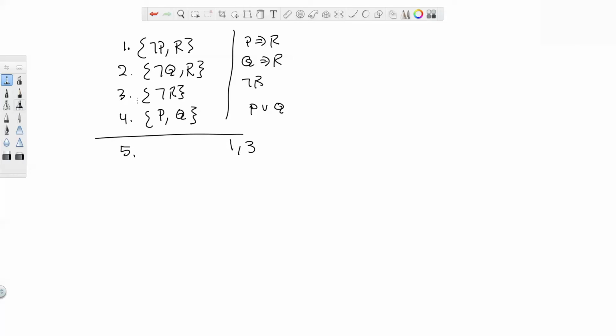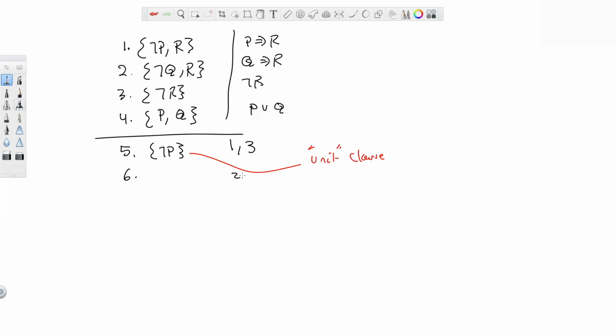So if you do that, 1 and 3, you resolve this with that, and you simply get what we have here, which is this. And by the way, we're going to get to this in a little bit. This is also called a unit clause. Clauses that have a length 1 are very special. They're called unit clauses. We're going to get back to them later. Let's go ahead and say 6 here.